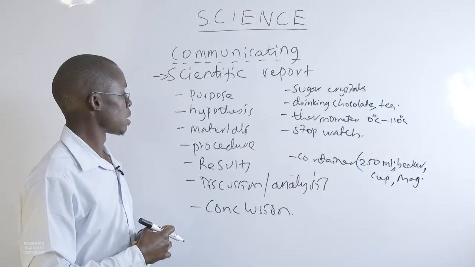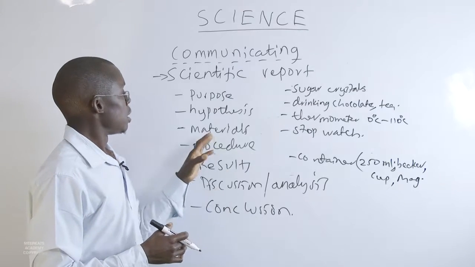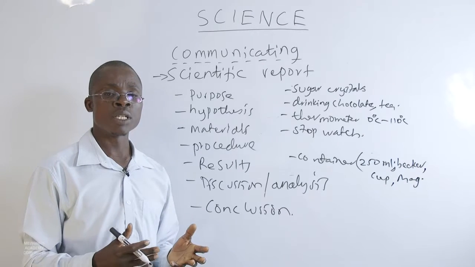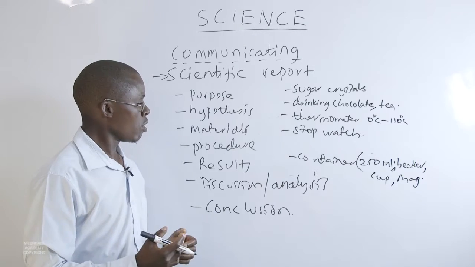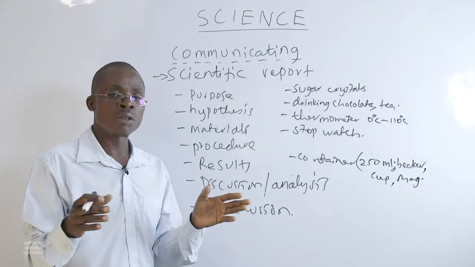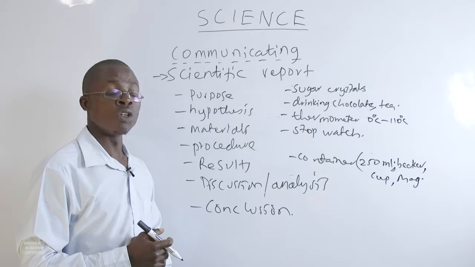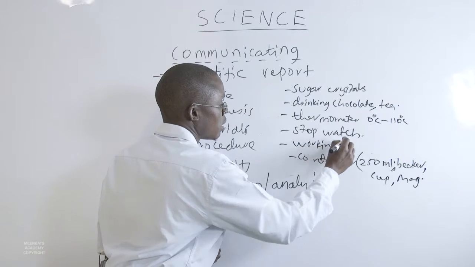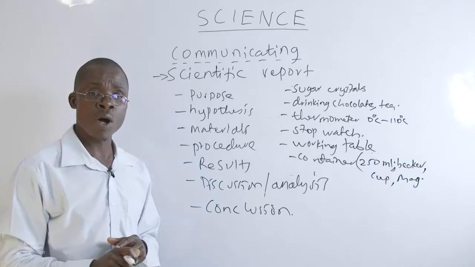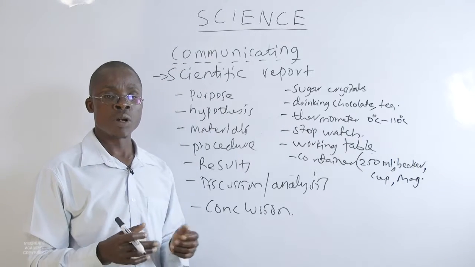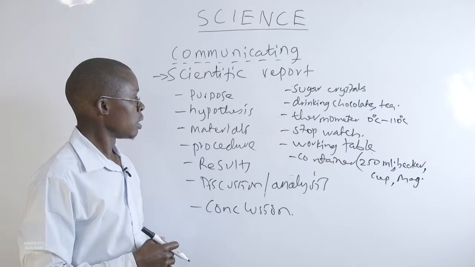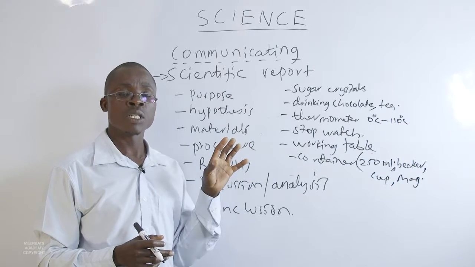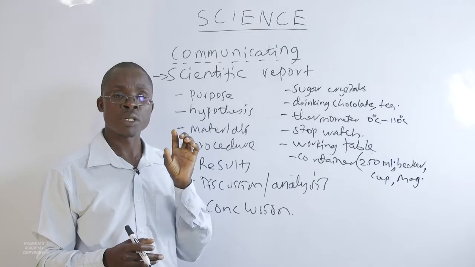What else do you require as materials? This beaker may be uncomfortable for you to hold. You may need something to hold it, or a particular point of arranging those items. So you require a working table. That's the material you require. You cannot work from space. You require a working table, and so on. And as you can see, any material you use, if it requires a unit, then it has to get a particular unit.